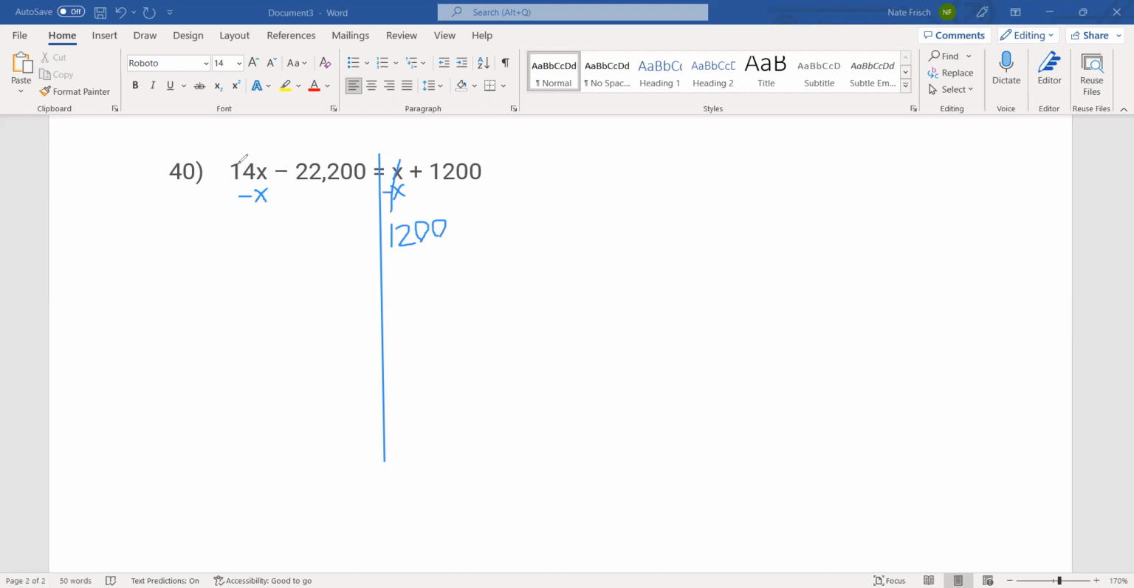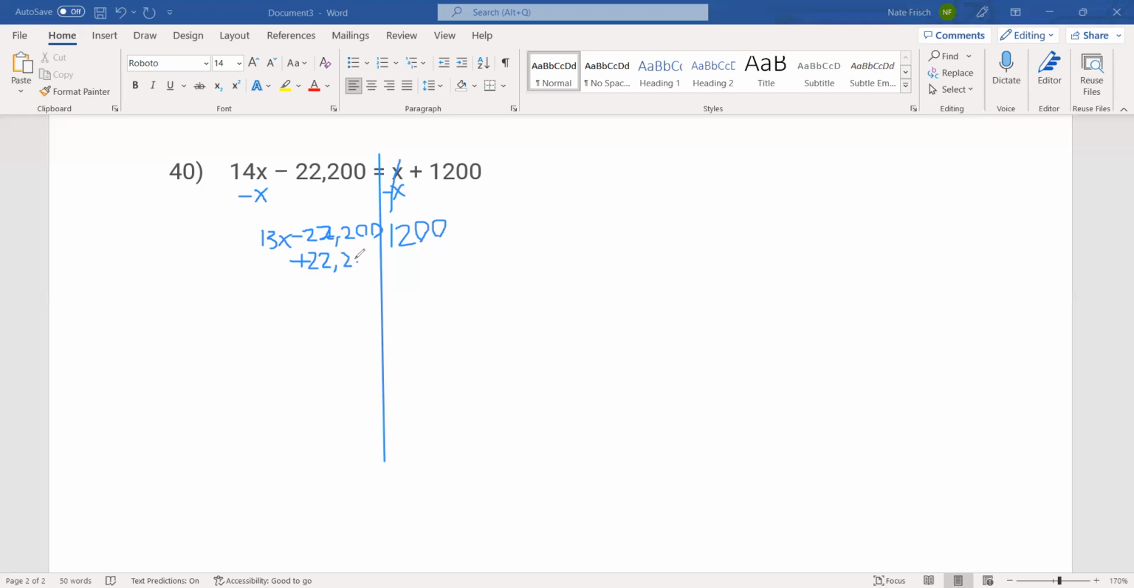On the other hand, I've got on this side, I had 14 x's. I took one of them away. I still have 13 x's. All right, so I do not want to have this. So I've got 2 things to get rid of with the x. I've got being multiplied by 13, and from it is being subtracted 22,200. So I'm going to deal with this first. To undo subtracting 22,200, I'm going to add 22,200.